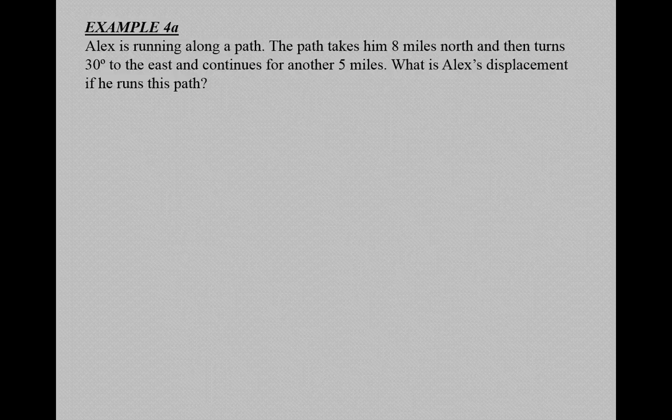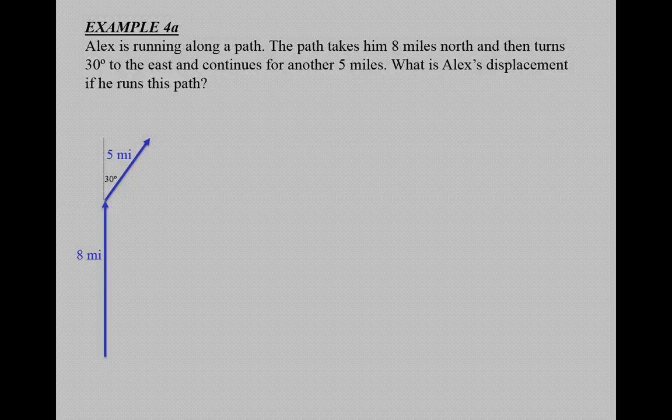Alex is running along a path. The path takes him 8 miles north, then turns 30 degrees to the east and continues for another 5 miles. What is Alex's displacement if he runs this path? So we have 8 miles direct, and then we turn 30 degrees towards the east and go another 5 miles. So if you follow that path, your displacement will be the vector that's traced out by this line, what you might call the hypotenuse or the long side of the triangle.